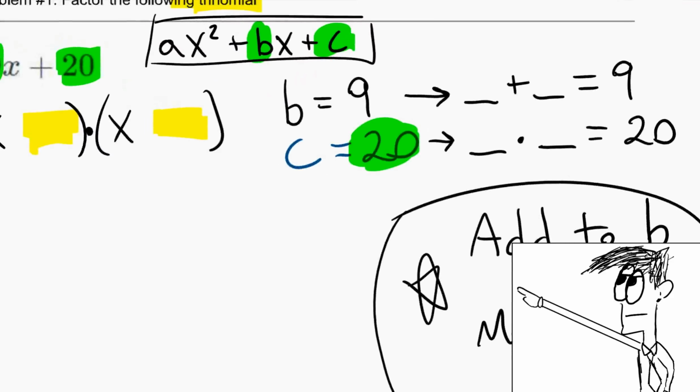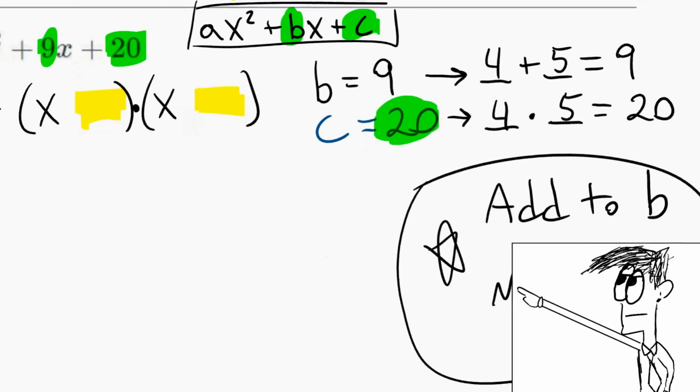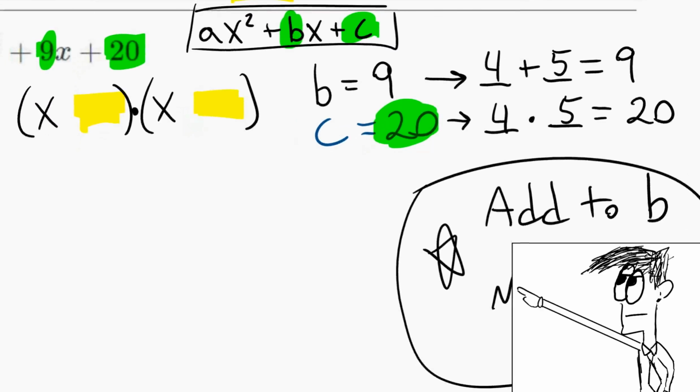Okay, so let's see. 2 numbers that multiply together to give me 20. I can think of 2 off the top of my head. 4 and 5. 4 times 5 is 20, and what do you know? 4 plus 5 is 9. So these will be my 2 numbers, and since it's a positive 4 and a positive 5, we'll plug them in just as so. X plus 4 and x plus 5.